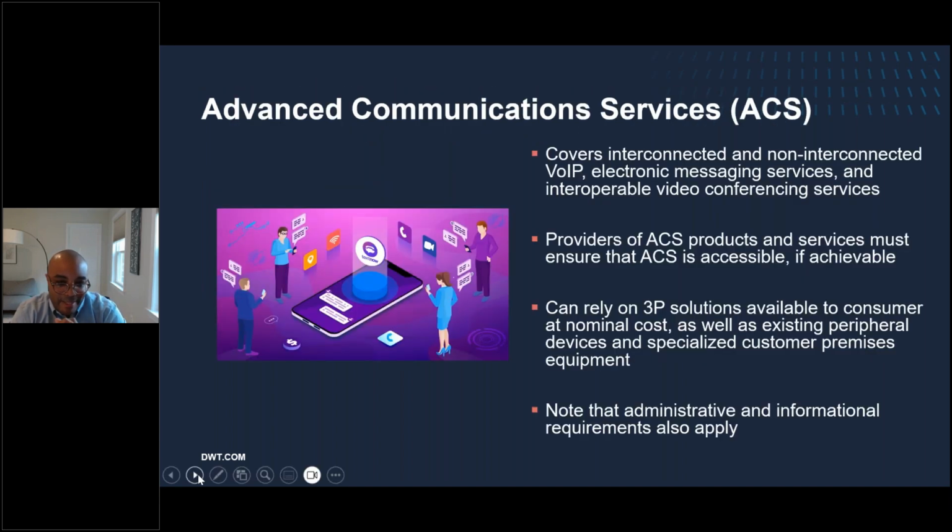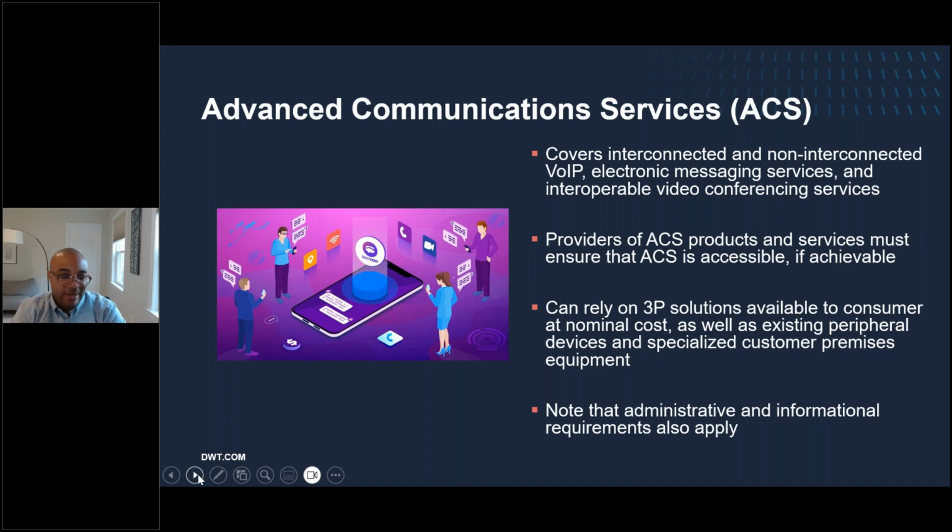The CVAA covers a number of different areas. I don't think we'll have time to go through all of them today, but I'll try to highlight in this slide and the next few that follow some common areas of relevance, particularly for apps and websites. One is something called Advanced Communication Services, or ACS. ACS, as defined in the CVAA, refers to basically types of real-time two-way voice, text, and video communications.